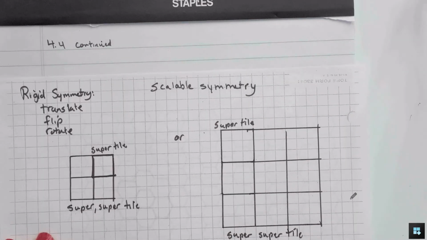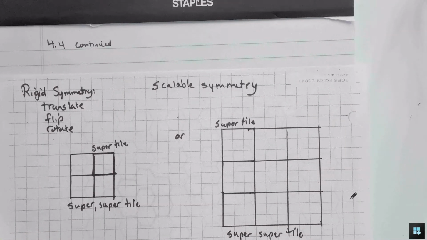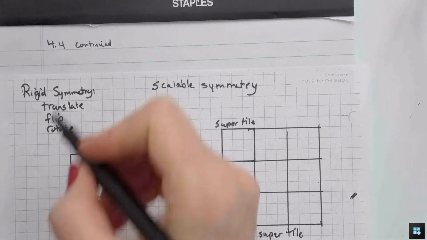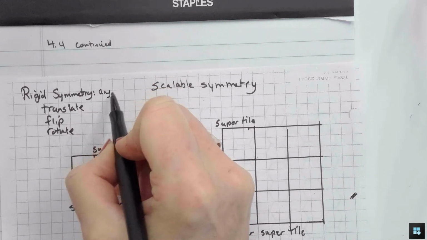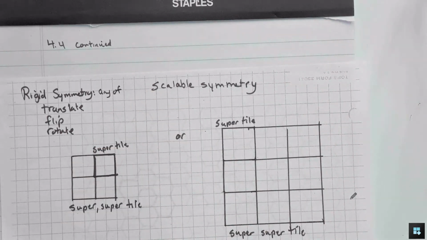Scalable symmetry was another type of symmetry. I just have a question quick. You said that in order to be rigid, you don't need to have all 3, the translate, flip, or rotate. You can just have one? Yep, so any of those. So any one of those.